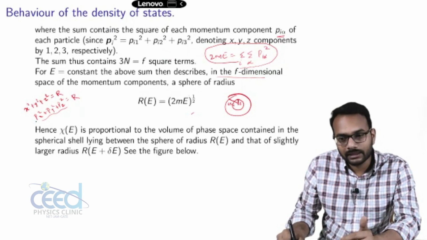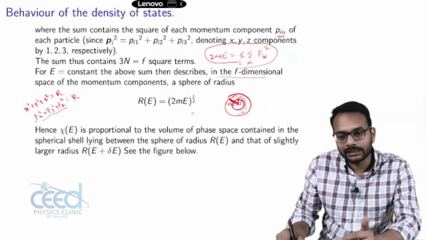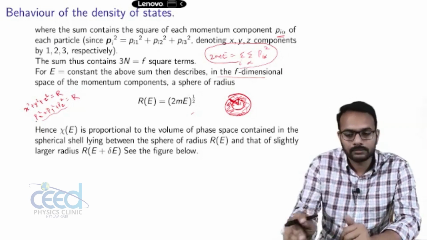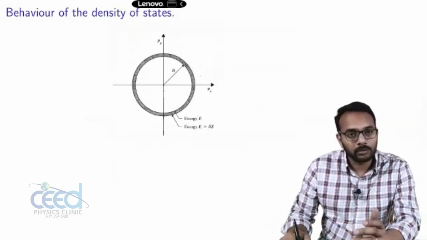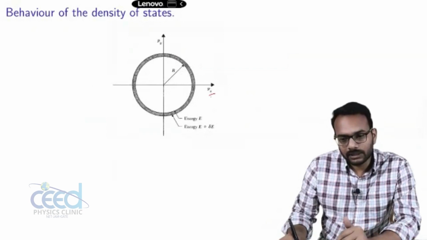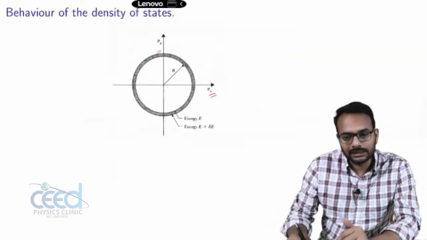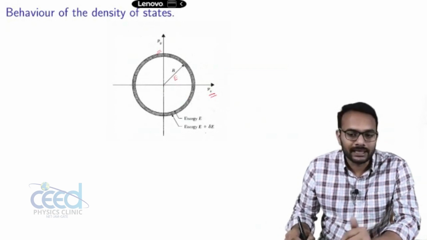What we do is find the volume of the bigger sphere and subtract the volume of the smaller sphere. Then you'll get this particular volume. All right, that's the technique we are going to use here. Okay, we have got the momentum space, just one px and py. All right, this is r corresponding to the energy E, and this is r plus delta r corresponding to the energy E plus delta E.